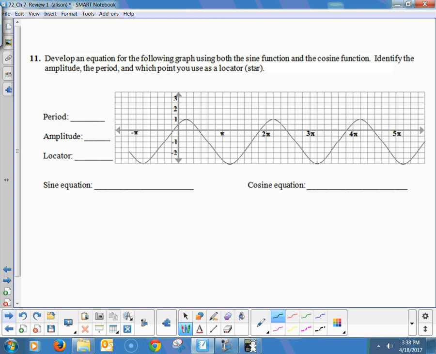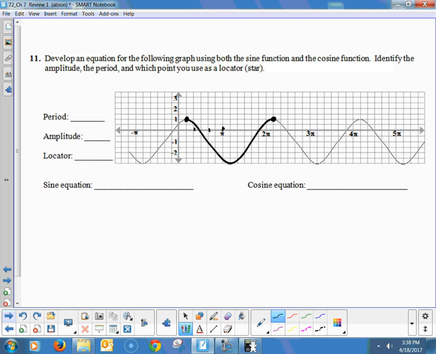Number 11. Develop some equations. All right, well, let's first figure out a period for ourselves. Let's see. Here's pi. 2, 4. It looks like they're counting by 6s. And we started a wave there, and we finished a complete cycle right there.